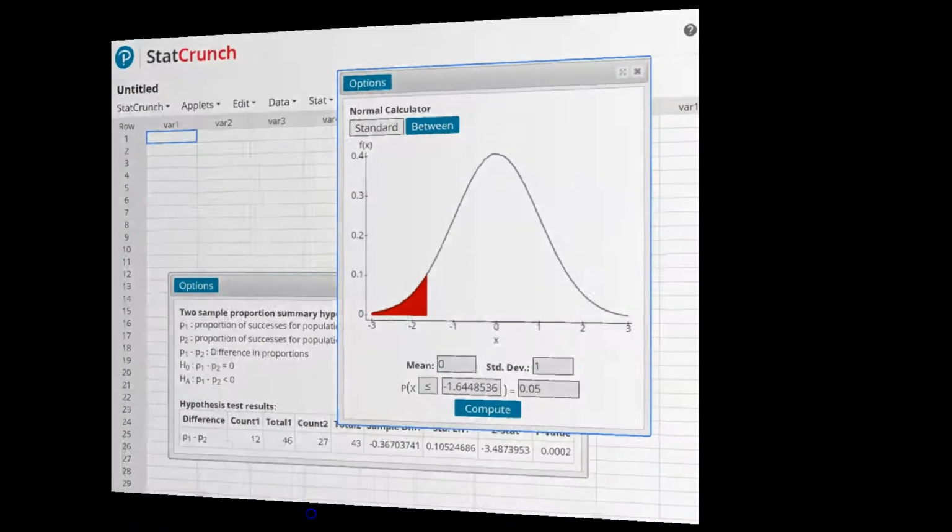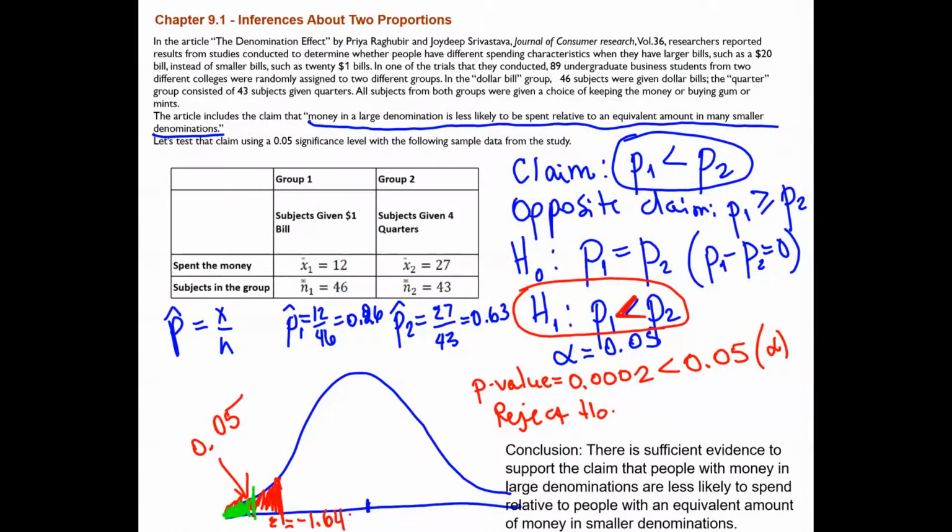Let's write it down. Negative 1.645. And the z-statistic is the z-score that separates the p-value on the left of that z-score. And it's equal to, from StatCrunch, negative 3.49. The z-statistic is in the critical region. If the z-statistic is in the critical region, we reject the null hypothesis. If the test statistic is in the non-critical region, if it was somewhere here, we would fail to reject the null hypothesis. The conclusion is going to be the same.